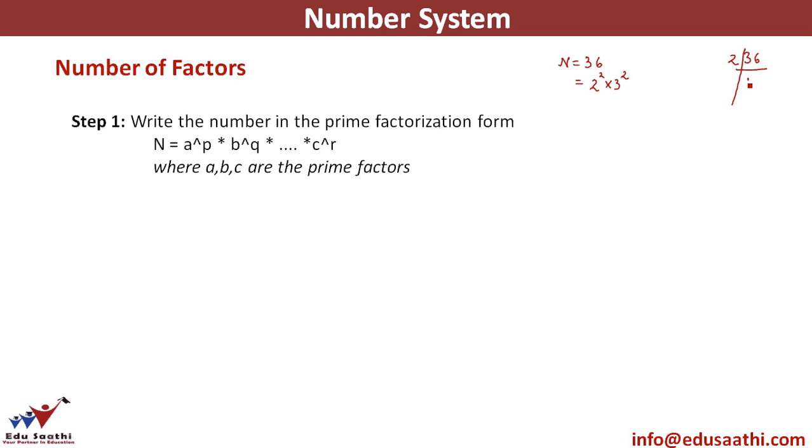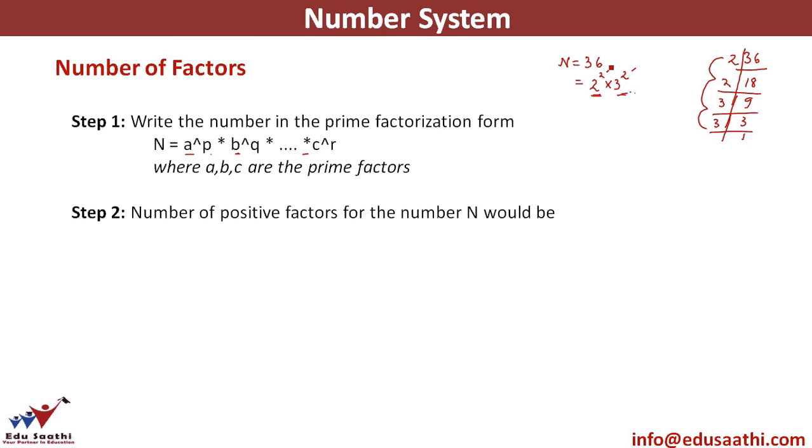When I divide it by 2, I'll get 18. Again divide it by 2, you'll get 9. Divide 9 by 3, you'll be left with 3, and again 3 by 3, you'll get 1. So basically it is 2 into 2 into 3 into 3, which can be combined as 2 square into 3 square. Here A, B, C are the prime factors that we have. 2 and 3 are the prime factors raised to some power. So these are the powers that we have. This is the first step that I need to do when I am writing out factors of any number.